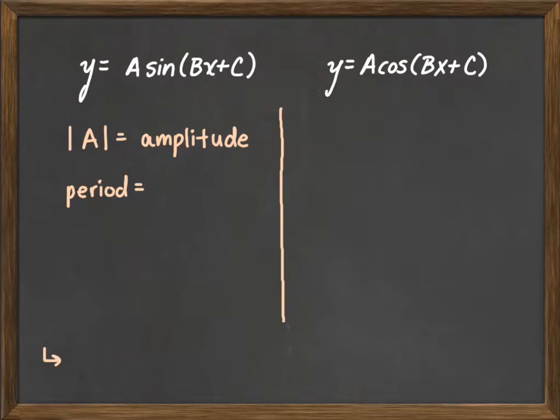So now we approach the next concept, which is what happens if we have the equation y equals a sine of bx plus c, or a cosine of bx plus c. Well, in this situation, the absolute value of a is still going to be our amplitude, but what is our period? So this time, bx plus c goes from 0 to 2 pi.